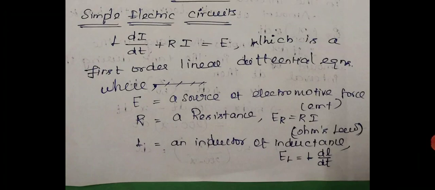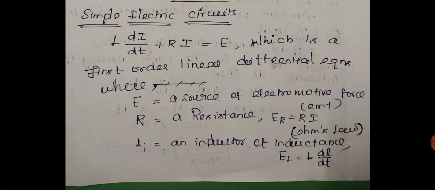A resistor R opposes the current by producing a drop in EMF of magnitude E_R = Ri. We already know this equation; it is Ohm's law. As physics students we know that E_R = Ri is Ohm's law. And the next is L.